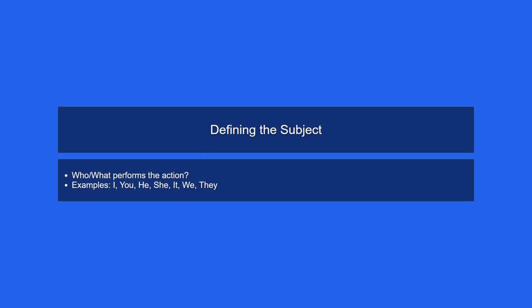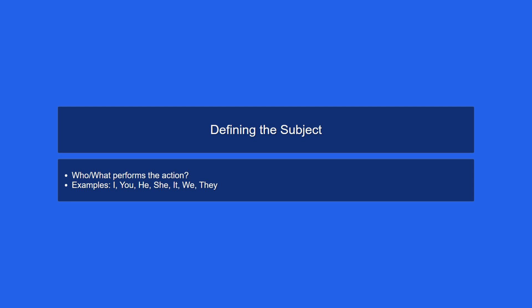The subject of a sentence is the person, place, thing, or idea responsible for carrying out the action described by the verb. In other words, the subject does or is something. For instance, in the simple sentence, "I run," the word "I" is the subject because it refers to the individual who is running. Similarly, if you say, "The cat sleeps," the word "cat" is the subject, the one performing the action of sleeping.